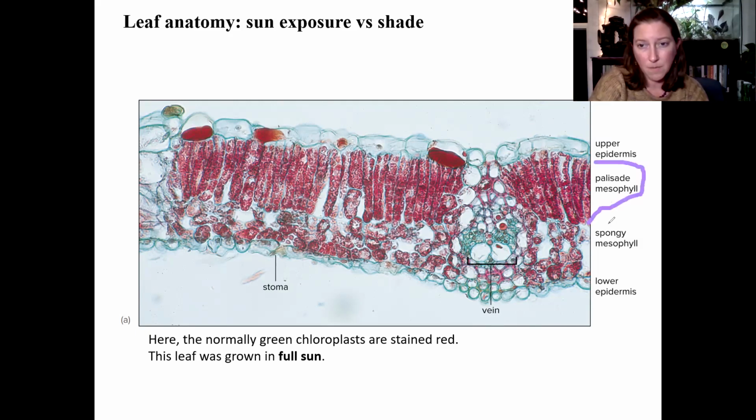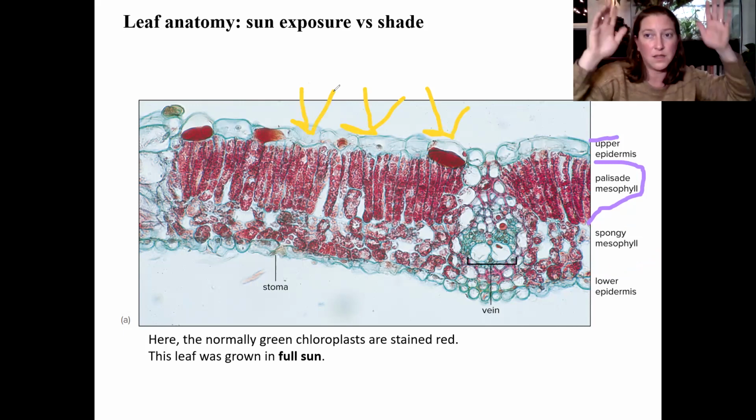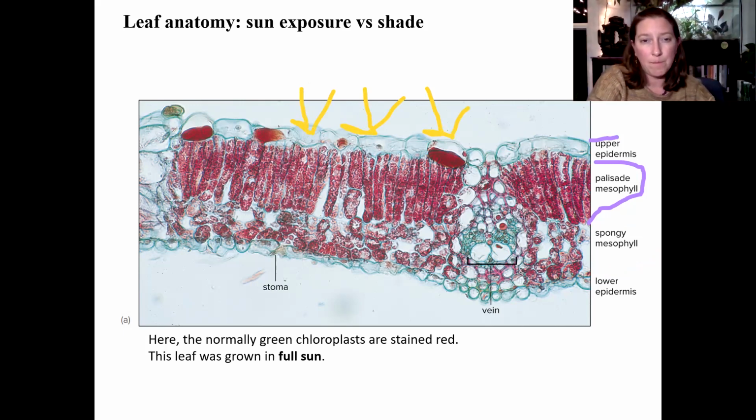So look at how many mesophyll cells there are, right? Particularly the palisade mesophyll, because look, upper epidermis, so this is the upper side of the leaf. That tells us that's the side of the leaf that the majority of the sunlight is going to hit, because it's the side of the leaf that's facing the sun. But look at how much mesophyll, particularly palisade mesophyll, there is. And that's because this leaf is in full sun, so it makes a lot of that stuff.